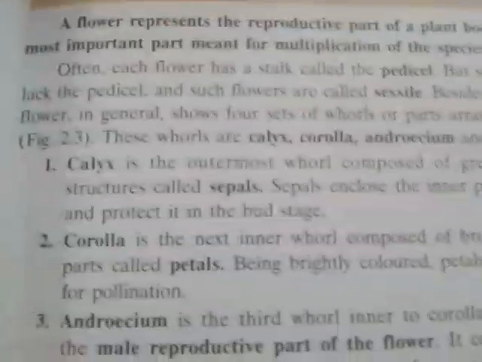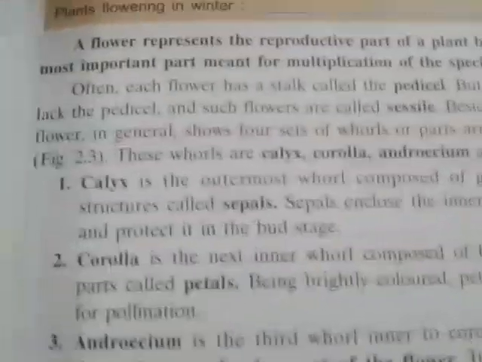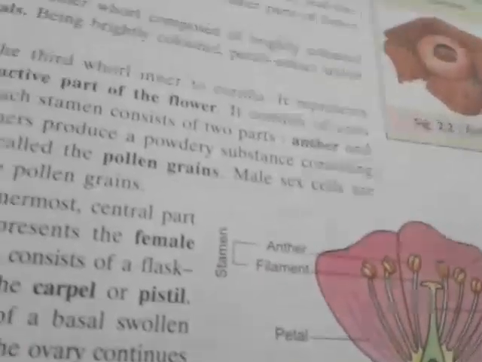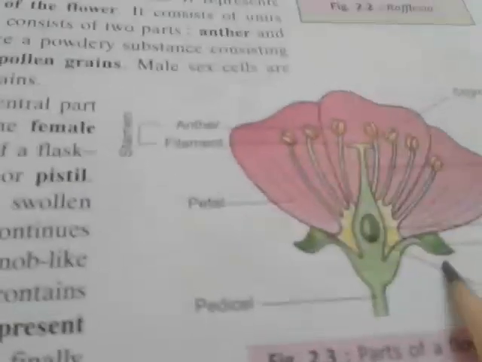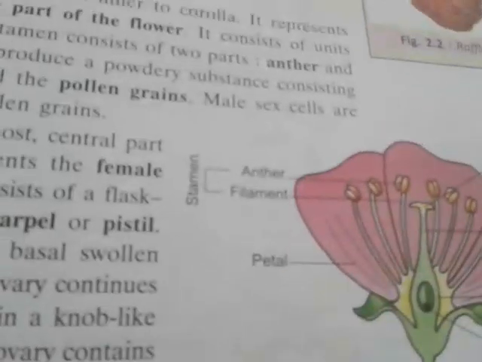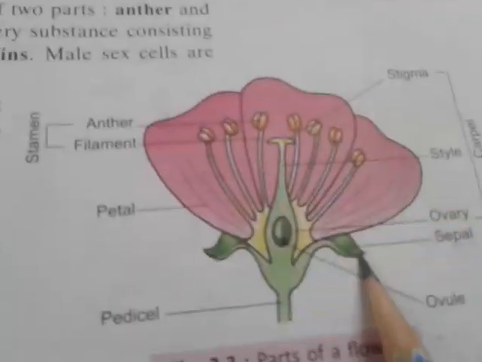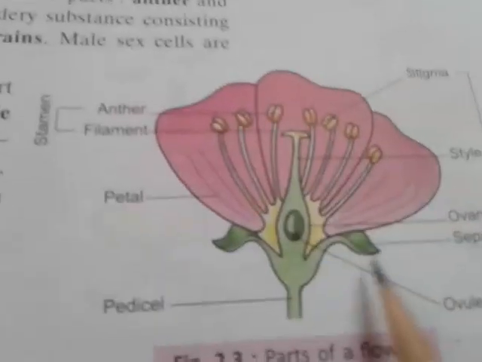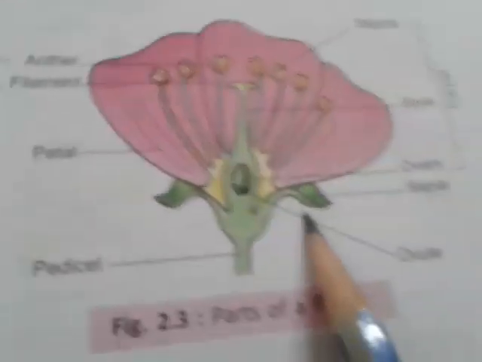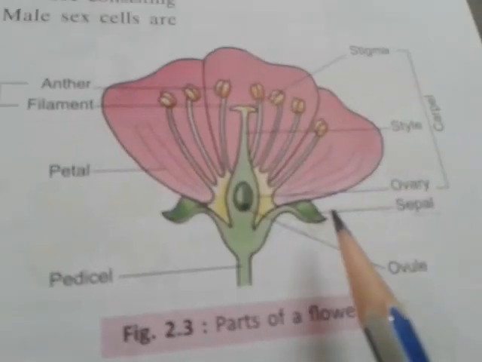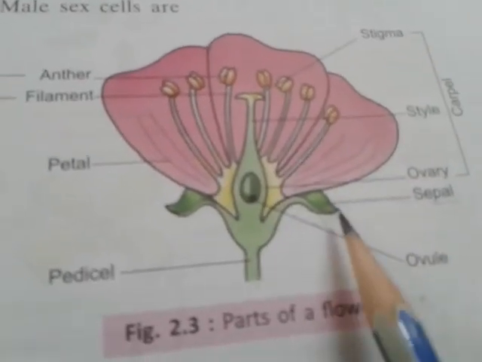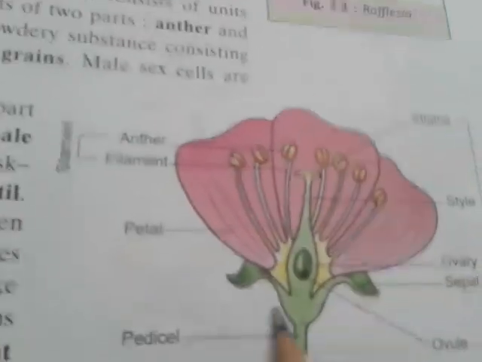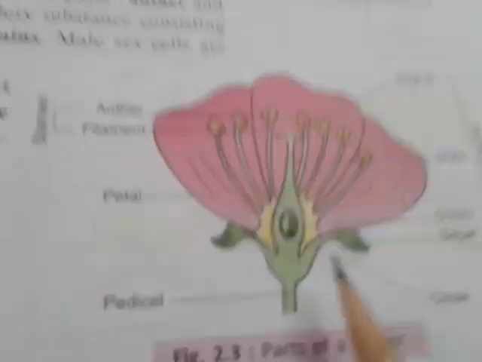Calyx is the outermost whorl composed of green, leaf-like structures called the sepals. See the diagram. This part is called calyx. Calyx contains the sepals, or you can say sepal. This green leaf-like structure is basically your sepals, and sepals are included in the calyx part. So calyx is the outermost whorl composed of green leaf-like structures called sepals. This whole part is called your calyx.